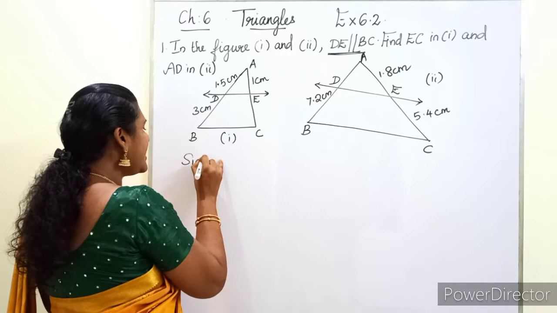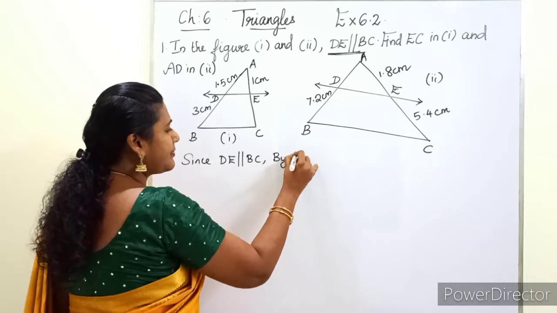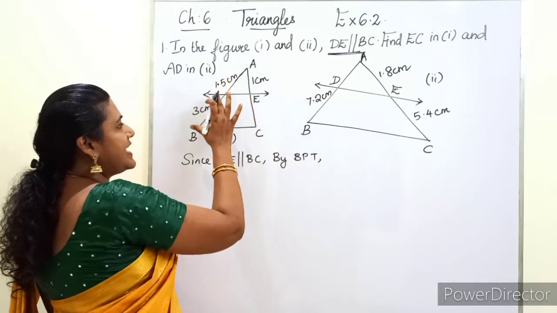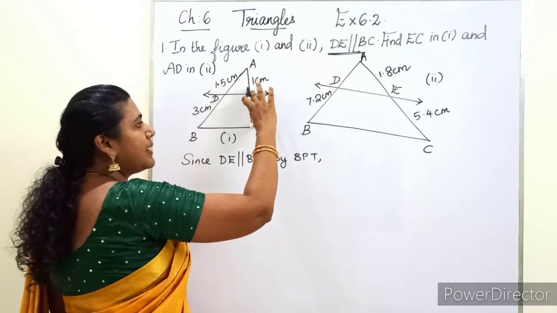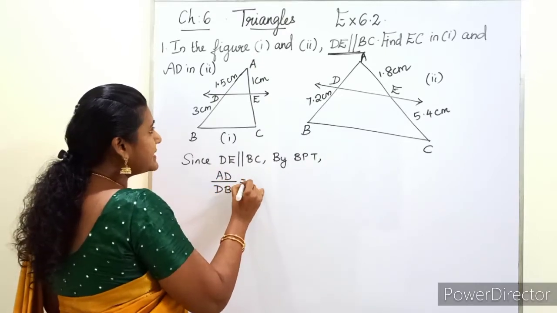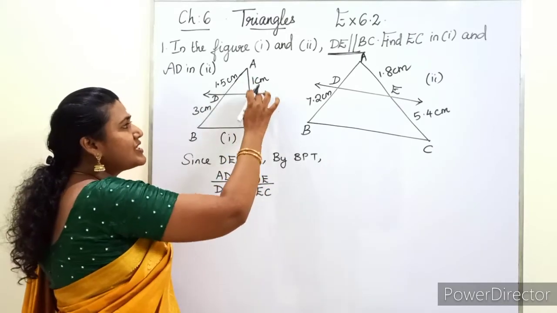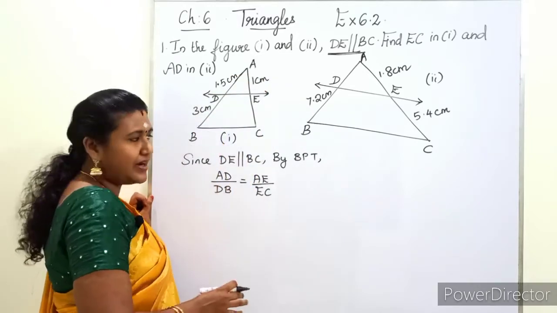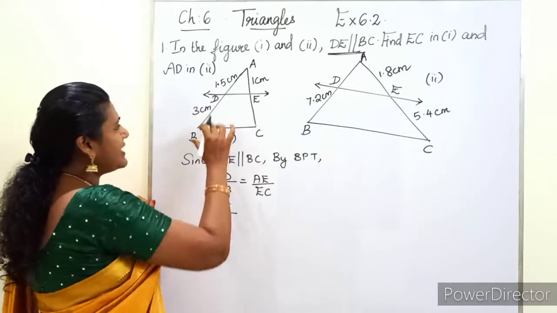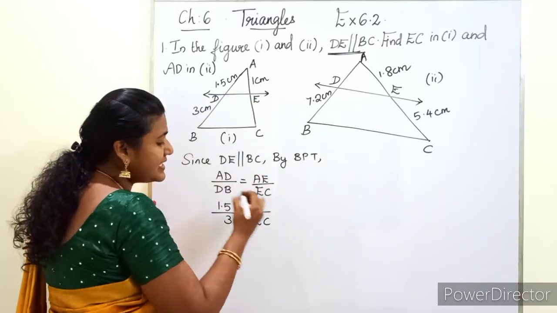Since DE is parallel to BC, by the basic proportionality theorem, BPT, we can write AD by DB is equal to AE by EC. So this is the basic proportionality theorem. Here in this diagram, out of these four measurements, three are given. We have to find the fourth one. Here AD is 1.5, DB is equal to 3, and AE is equal to 1. We have to find the EC value.